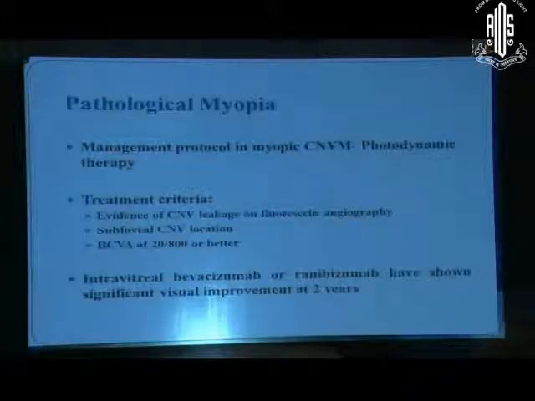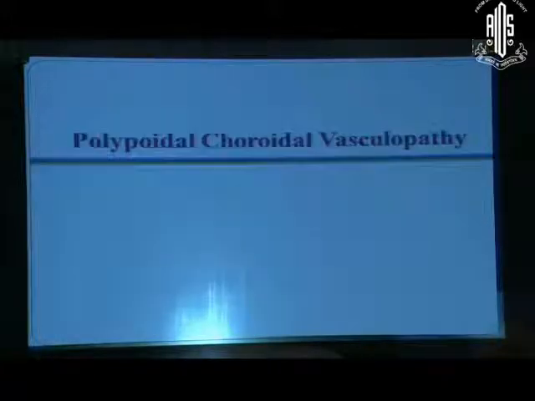For pathological myopia, these cases may be associated with a choroidal neovascular membrane, which is usually the classic form of the choroidal neovascular membrane. Previously, photodynamic therapy was being used, but nowadays one can easily go for anti-VEGF therapy. The treatment criteria are that there is leakage of fluorescein from the CNVM, there is a subfoveal CNVM location, or the vision is really down. Both Lucentis or Avastin may be used in such cases.